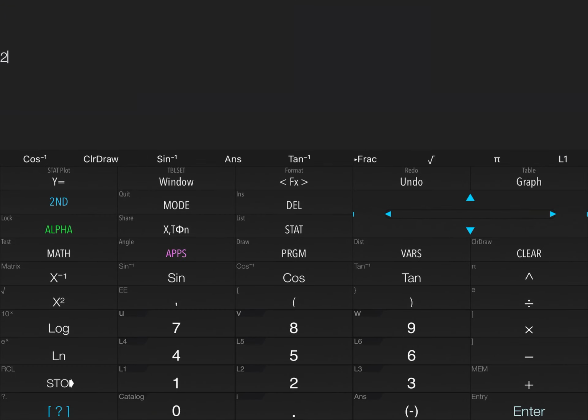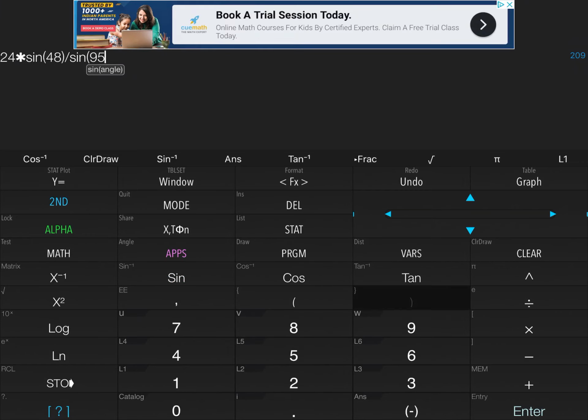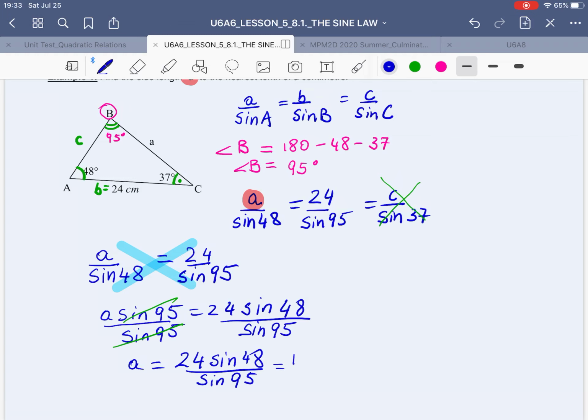So remember that your calculator must be in degree mode. 24 times sine 48, and remember that here you have to put the brackets around sine 48. If not, then the calculator will do funny things with the division, over sine 95. Okay, and now we can divide. We get 17.9, and 17.9 would be the length of A. So we're going to say that the length of A is 17.9, don't forget the unit of measurement, centimeters.